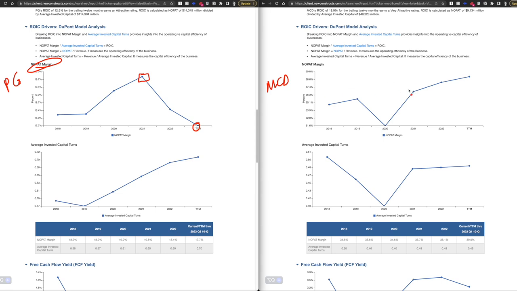On the other hand, we see McDonald's margins starting to actually increase. So about 37% in 2021, all the way up to nearly 39% over the trailing 12-month period. So this suggests that Procter & Gamble does not quite have the same pricing power that McDonald's has.